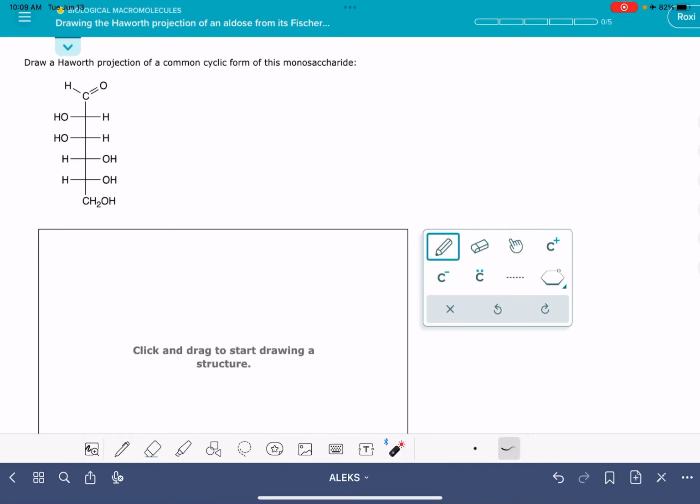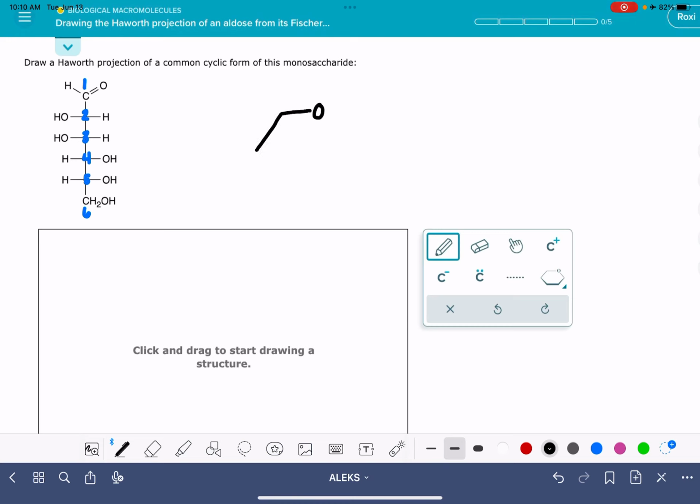In this video, we're going to work on the ALEKS problem called drawing the Haworth projection of an aldose from its Fischer projection. This problem is going to start us off with a straight chain monosaccharide. It's going to contain either 5 or 6 carbons. This one is giving me 6 carbons, and it wants us to draw it in the cyclic form.